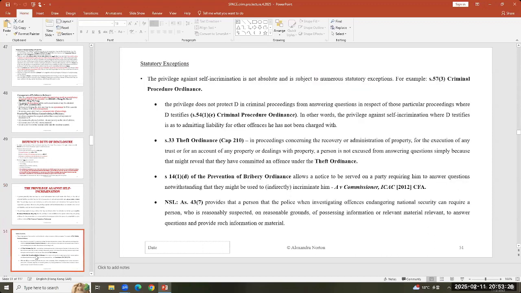But the privilege against self-incrimination does not include a situation where the defendant elects to testify in his defense. It does not include a blanket immunity. So he can be asked questions about the offense he's alleged to have committed in this case. The privilege against self-incrimination only extends to future offenses that he's not yet charged with.